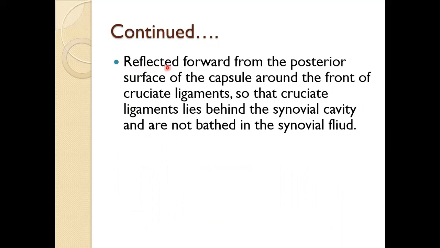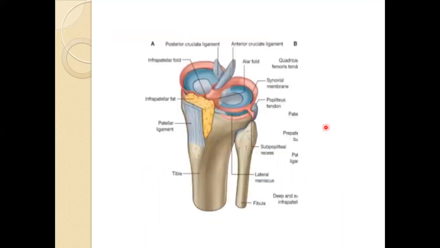The synovium is reflected forward from the posterior surface of the capsule around the front of the cruciate ligament, so that the cruciate ligament lies behind the synovial cavity and is not bathed in the synovial fluid, right? Here you can see this pinkish layer. This is representing the synovium of the knee joint, which is lying inside of the capsule of the knee joint.